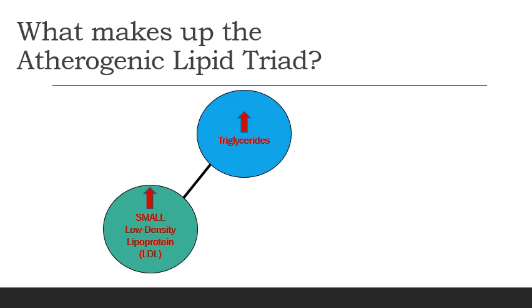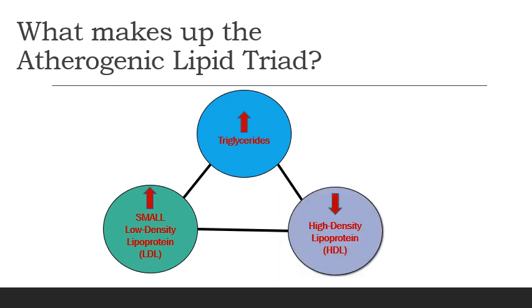Back to the atherogenic lipid triad. We have the presence of hypertriglyceridemia. We have numerous tiny little LDL particles, and now we have low HDL. You can see how these three components are mechanistically connected and are significant promoters of the atherogenic cascade due to the end result of these small LDL particles.